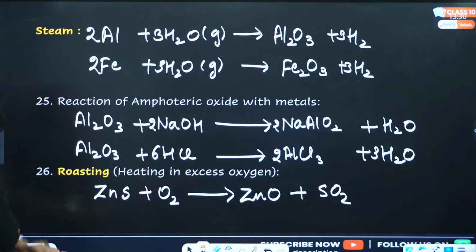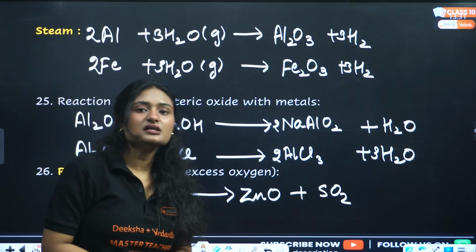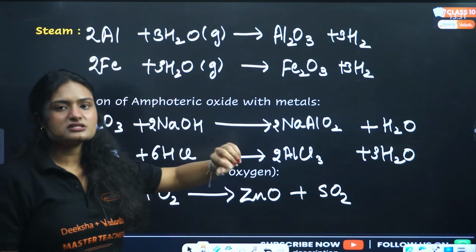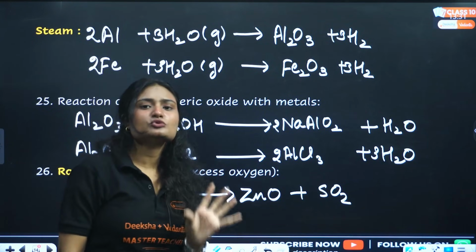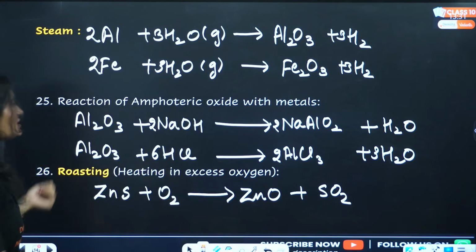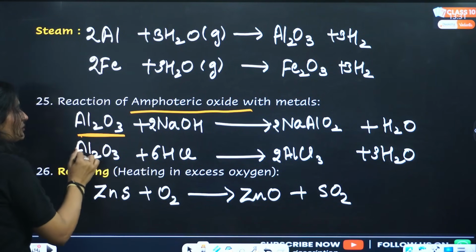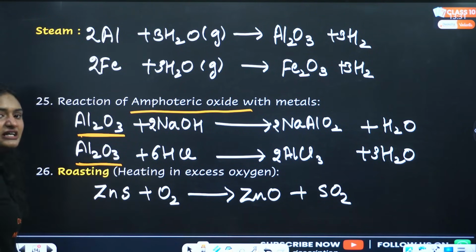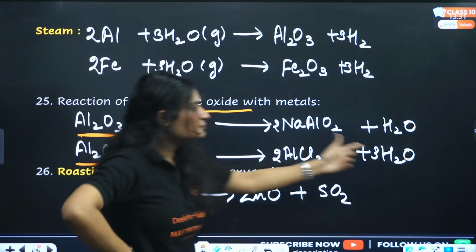Next is steam. Some metals react with water vapors, steam, like aluminum and iron. Instead of hydroxides, they form oxides. Why? Because at higher temperature, oxides are much more stable than hydroxides. Next is reaction of amphoteric oxide. Aluminum oxide is amphoteric. When it reacts with an acid or a base, what happens? We get a salt plus water.